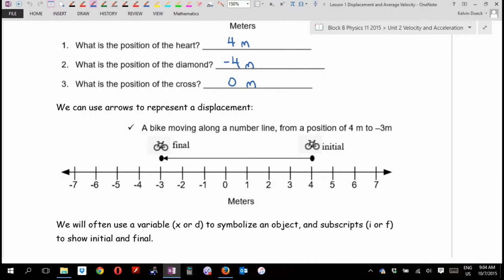A bike moving along a number line from position of 4 meters to -3 meters. What would the displacement of this bike be? Displacement equals -7. Yes? Units?